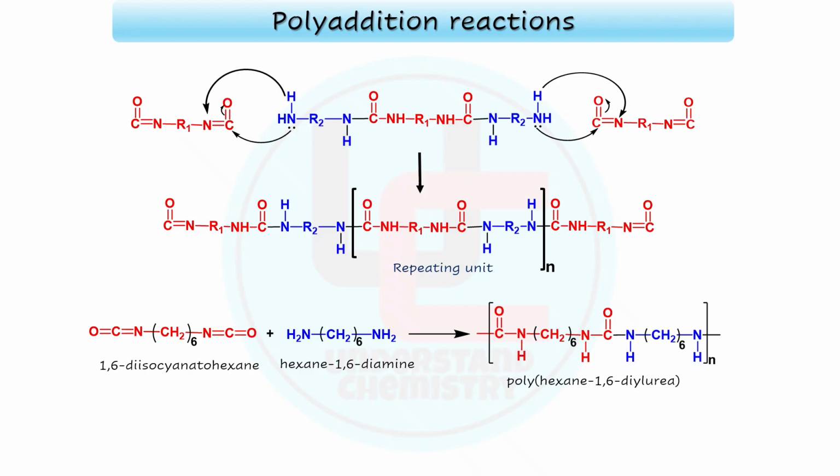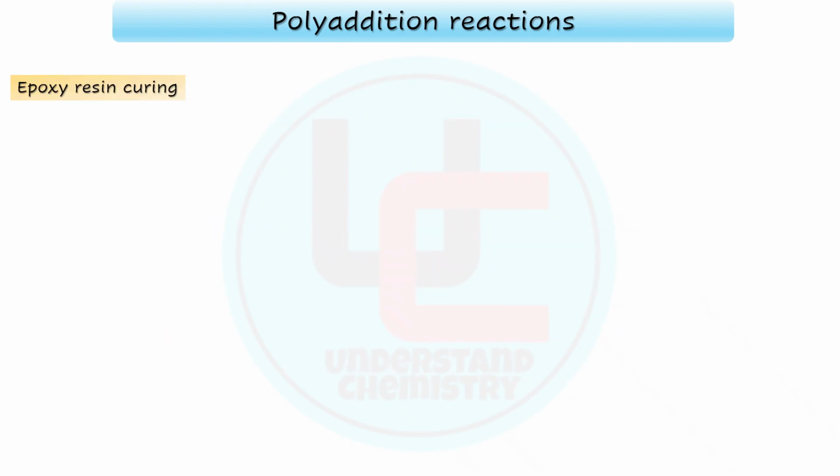An example of polyurea is shown here. In this reaction, 1,6-diisocyanatohexane is combined with hexane-1,6-diamine to produce poly(hexane-1,6-diurea). Let us proceed to our next example of polyaddition reaction.